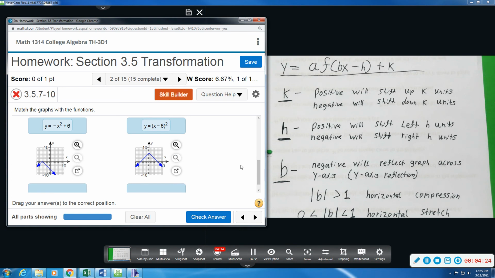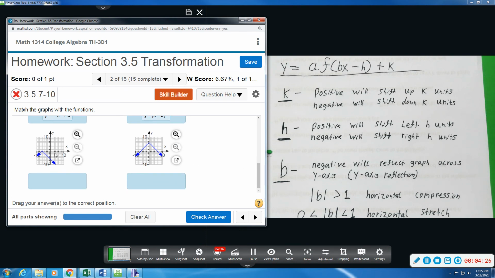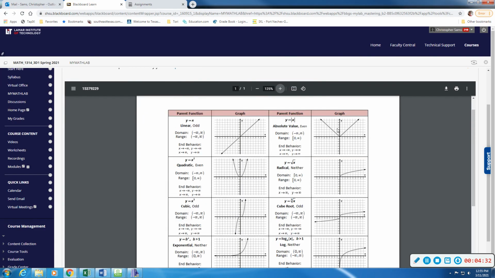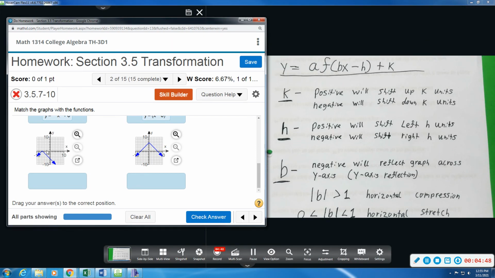Now the third and fourth ones, we have absolute value expressions. Let me just go to the parent function again. Absolute value is this V shape, goes all the way across, and starts at the origin, just like a parabola starts at the origin, goes through 0, 0. That's what they have in common, most all these graphs. Once we see the original, we can see what's different.